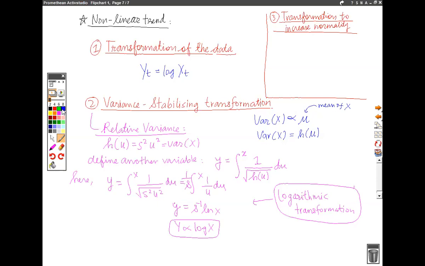So from now onwards, I'm going to assume that the series that I have at hand is a stationary series, and I'm just going to use the methods that we have learned. Let us see how we identify the models, the moving average models and the autoregressive models that we have.